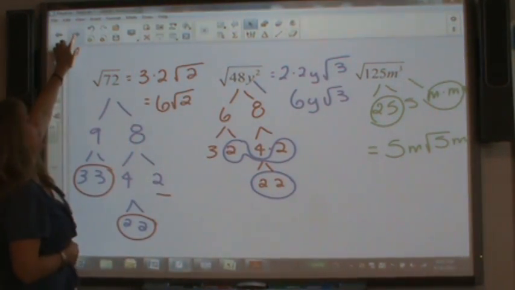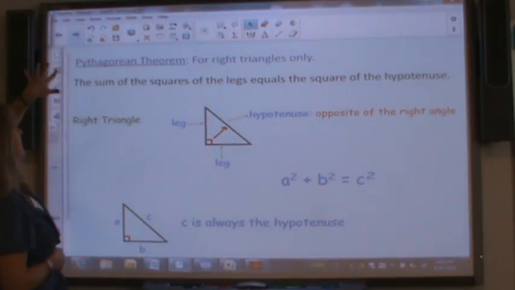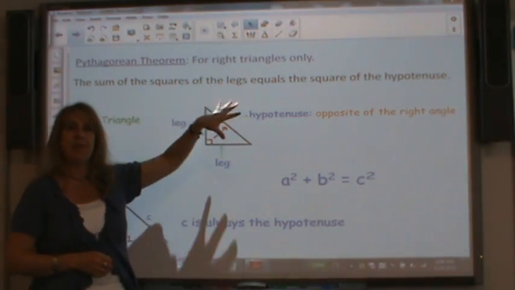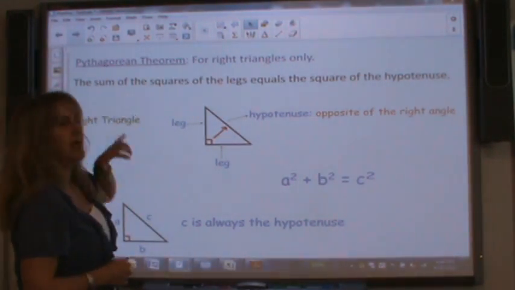Let's go and look at one more way that we're going to be using radicals. Just as a review again, the Pythagorean theorem is for right triangles only.